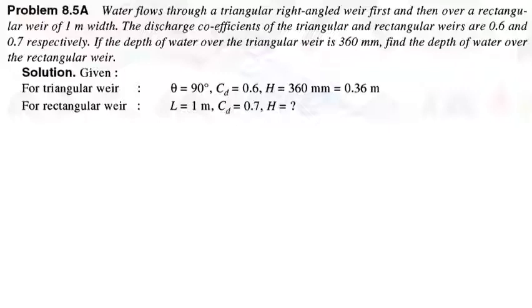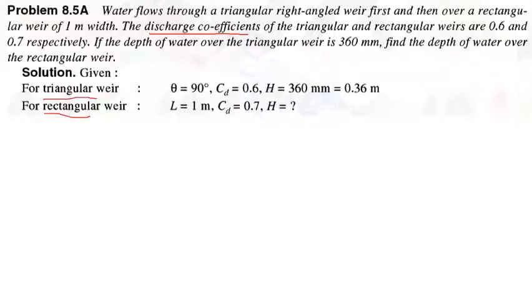Moving to the second problem: water flows through a triangular right angled weir first and then over a rectangular weir of 1 meter width. The discharge coefficients of the triangular and rectangular weirs are 0.6 and 0.7 respectively. That is CD. If the depth of water over the triangular weir is 360 mm, find the depth of water over the rectangular weir. This is similar to the last problem, except that the positions of the triangular and rectangular weir are interchanged. Here first water flows through the triangular weir, then through the rectangular weir.